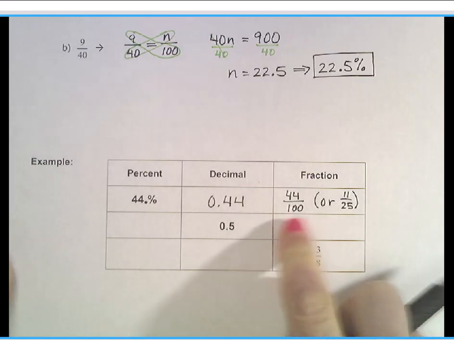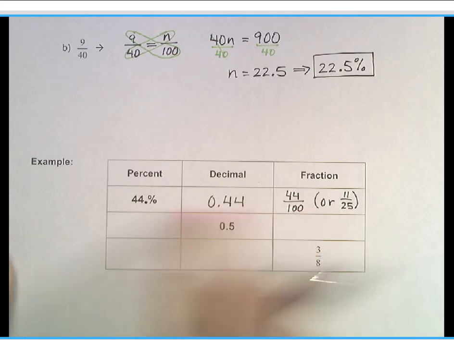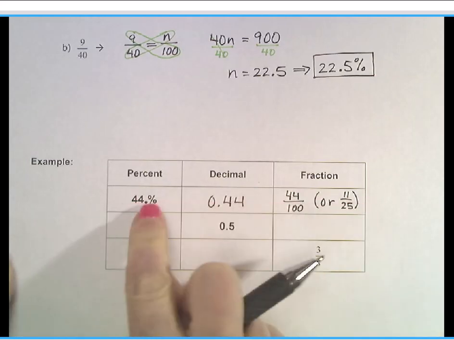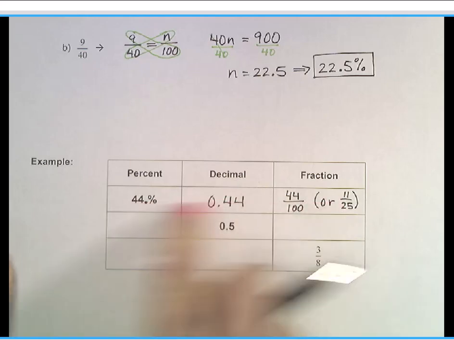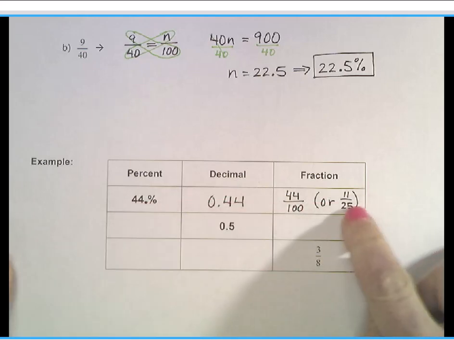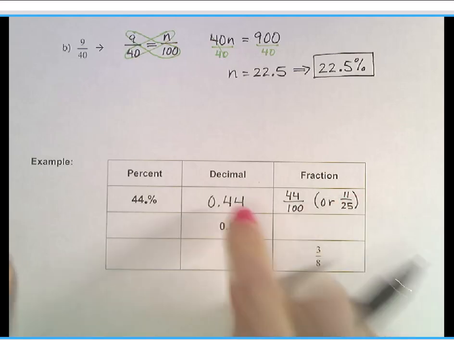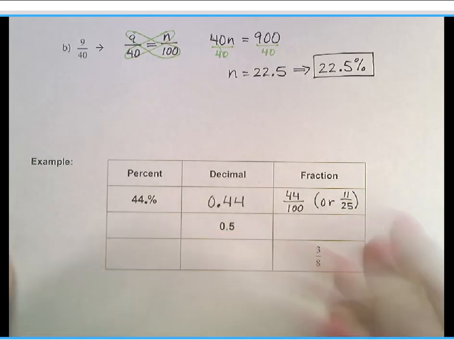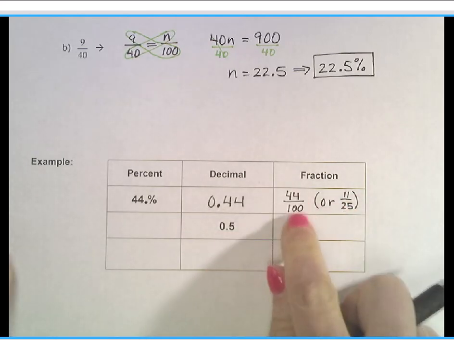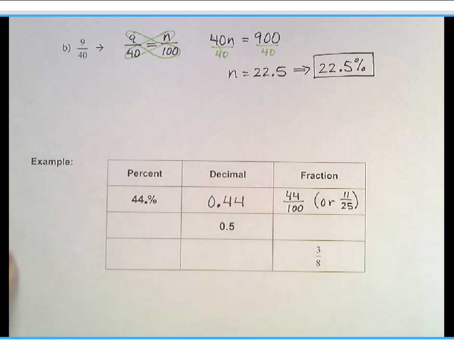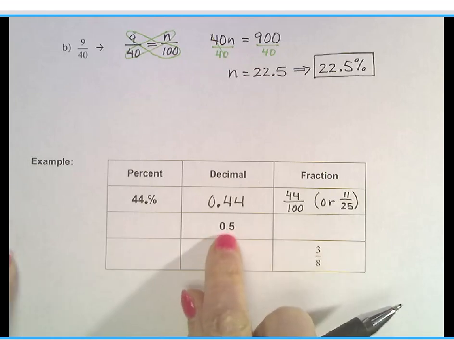The only reason I'm going to leave it 44 over 100 here is because then the 3 little cells here in my table make sense. 11 over 25 doesn't really remind me of a 0.44 or a 44%. So start with the over 100 fraction and then reduce it if, like in the homework, they want you to reduce it. All right, next row, 0.5, that's my decimal.